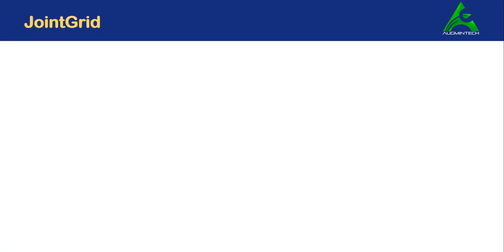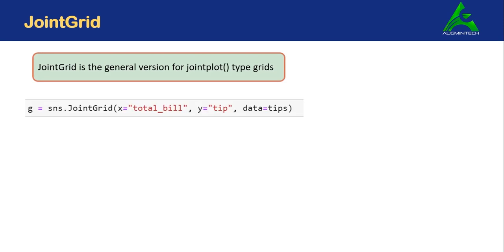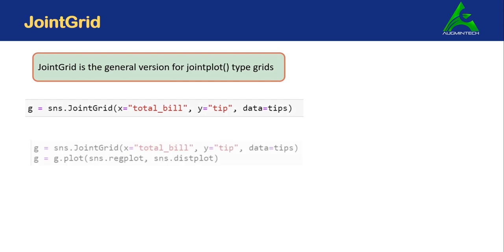Now let's see what JointGrid is. It is the general version of jointplot type grids. So here we do sns.JointGrid, and then we pass x and y variables and then the data set. We can also map or plot this jointplot for regplot and distplot.